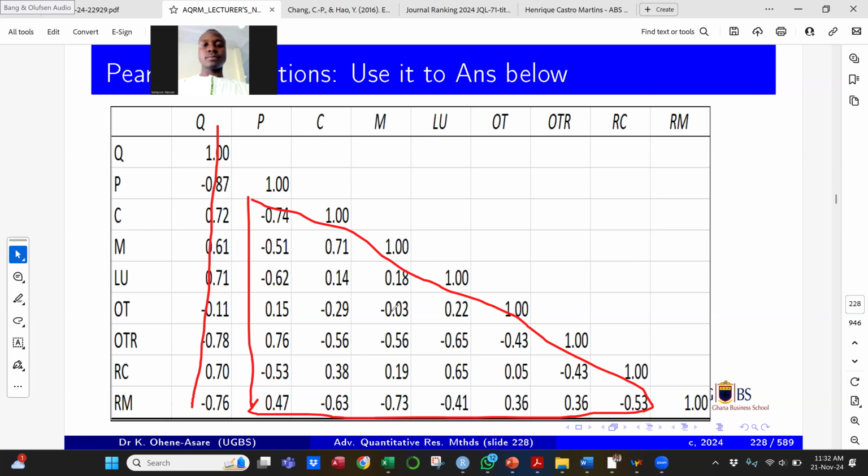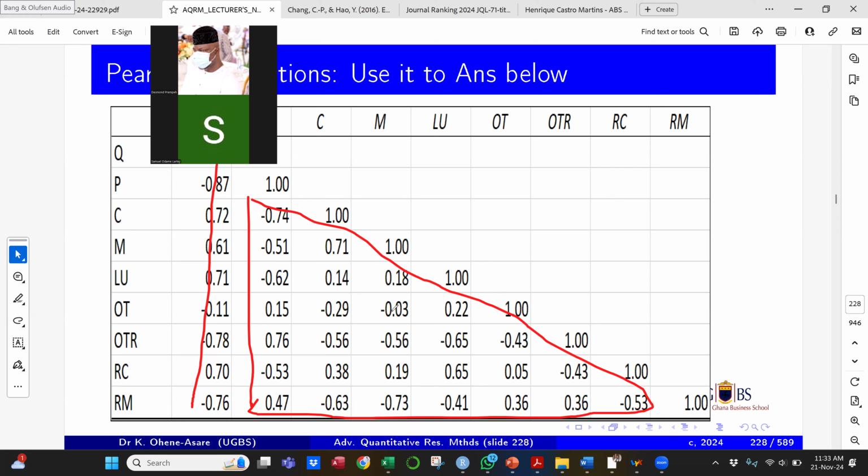Thompson. Between M and C. Correct. What's the value? 0.71. That's wrong. Who can tell me the highest? Prof, it's minus 0.74 between P and C. That's wrong. Who can tell me the highest? Sorry. Between P and OTR. That's 0.76. See, always open your eyes and look at your things.